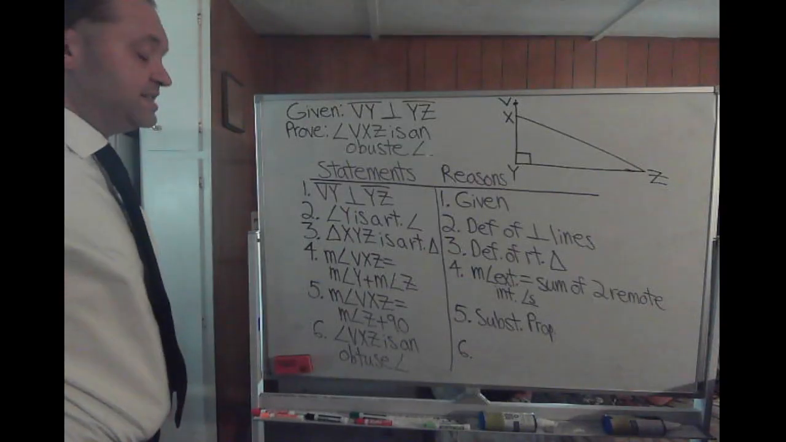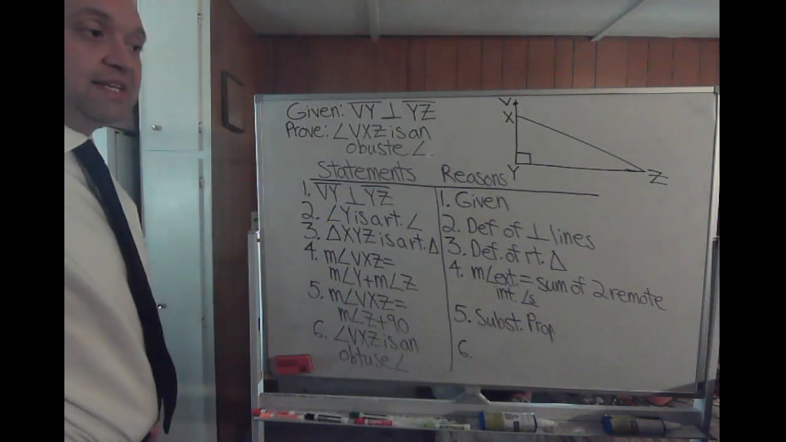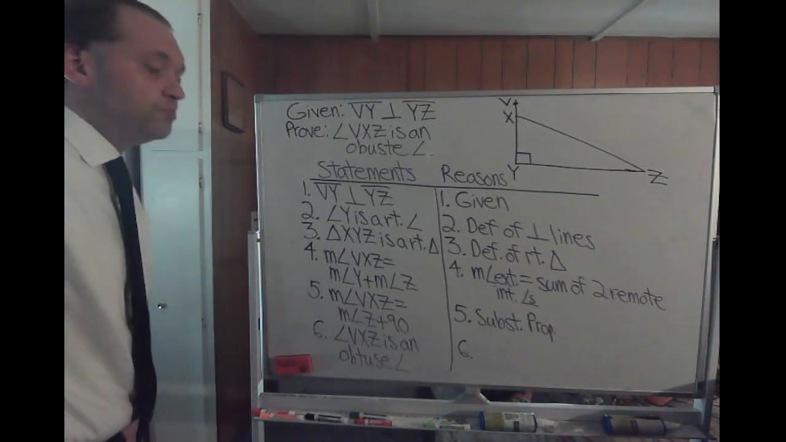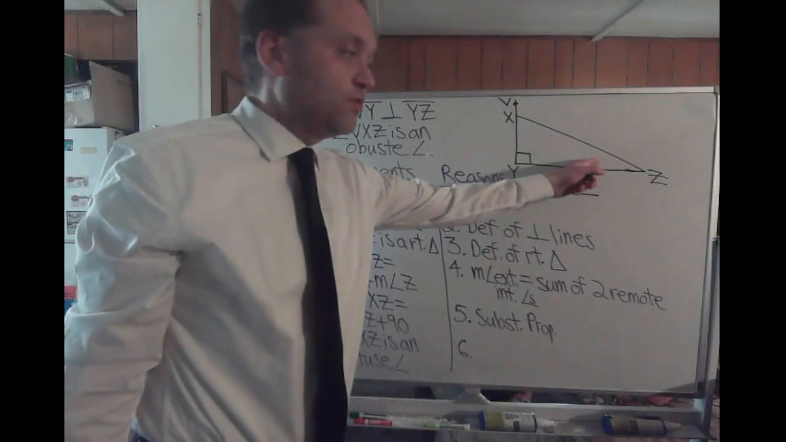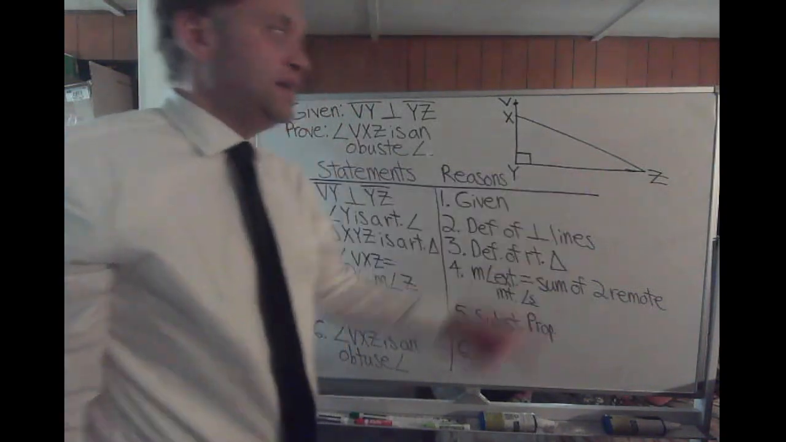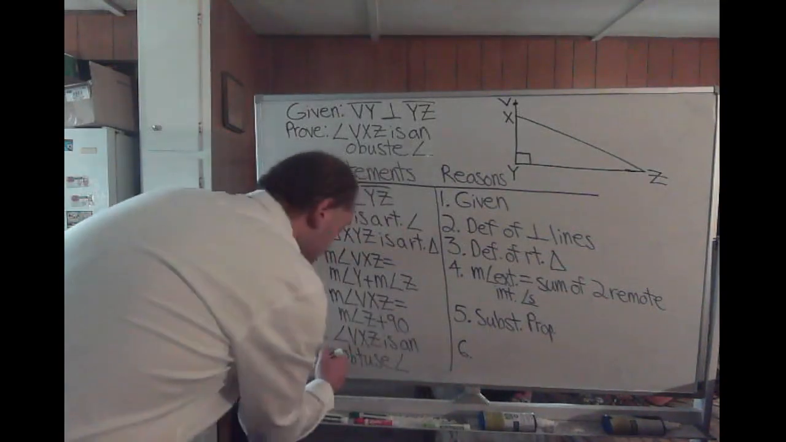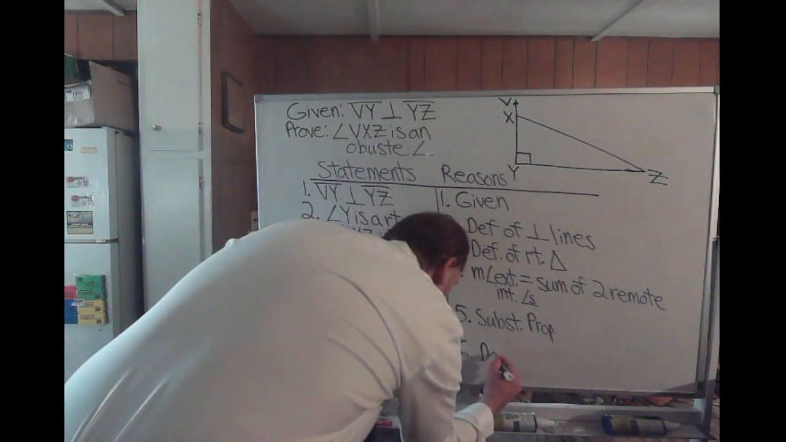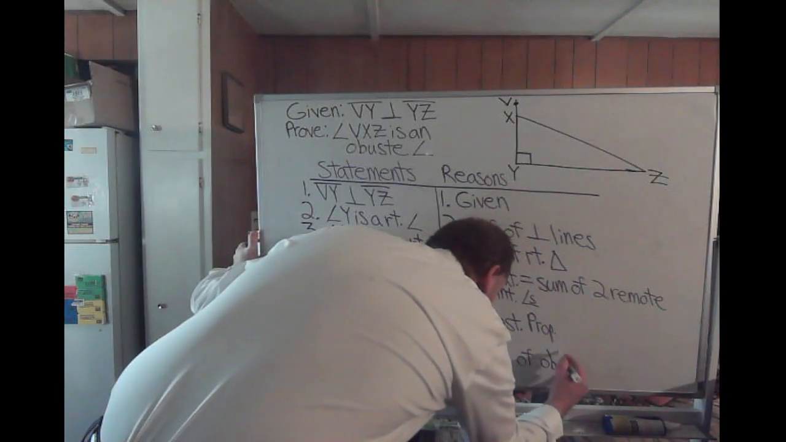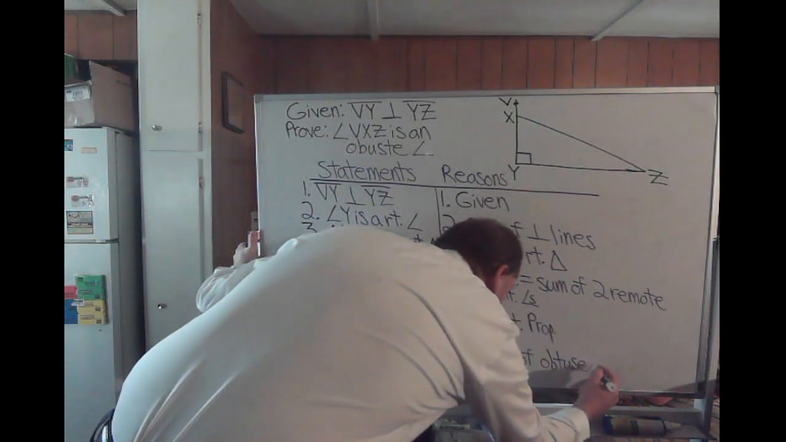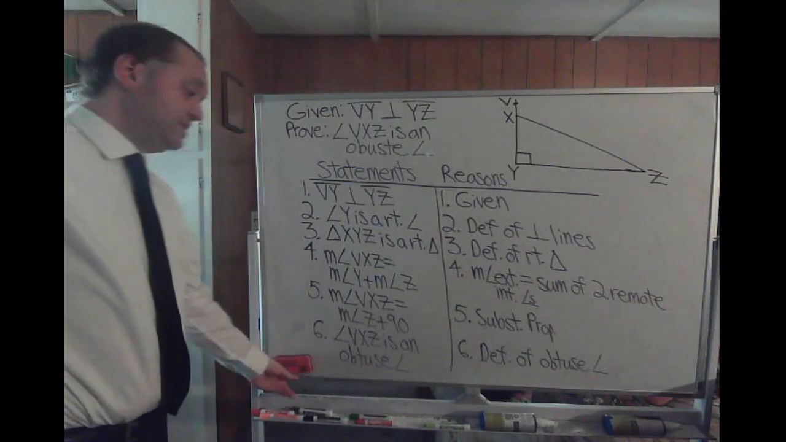Anything, of course, that's, if you have a 90 degree angle, as long as the next angle is less than 90 degrees, you have an obtuse angle. But we have a triangle here. There's no way that you could have another right angle or an obtuse angle. So we can clearly say for step 6, by the definition of obtuse angle, that angle VXZ is an obtuse angle.